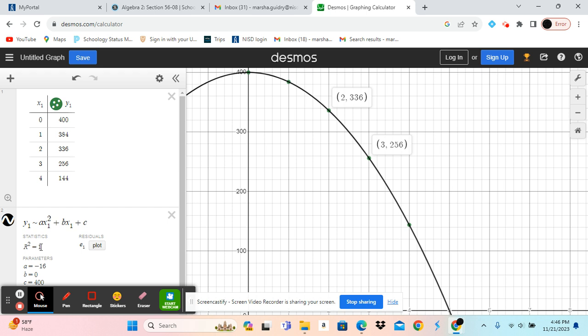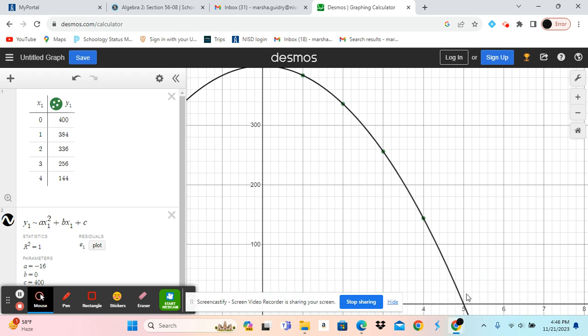So a perfect 1 means it's an exact fit, which doesn't really happen in the real world, but we're starting out with easier equations right now, okay? So that is our equation right there. And the question also asks, when does it hit the ground? Well, to hit the ground, you have to have a height of 0. So we want to find this x-intercept, or our 0.